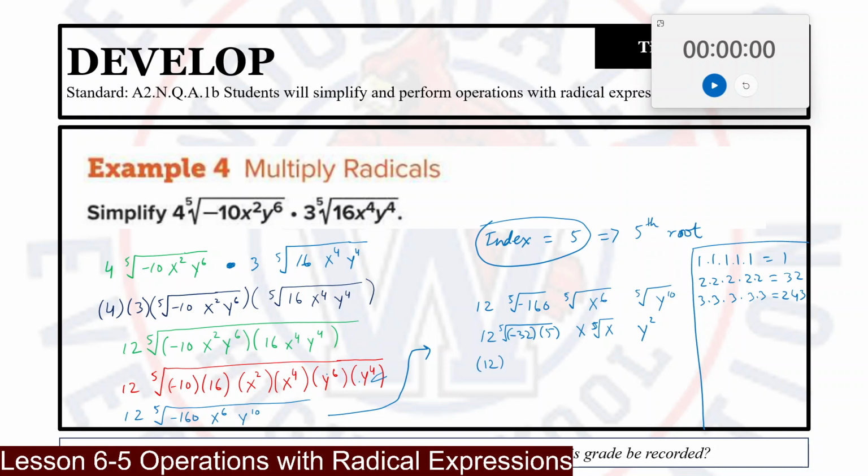So I get 12 times, would this be a positive 2 or negative 2? This will be a negative 2 because I'm multiplying it 5 times. So this is negative 2. And then I have x, y squared, fifth root of x. So my final answer is negative 24 x y squared, the fifth root of x. That's my final answer.